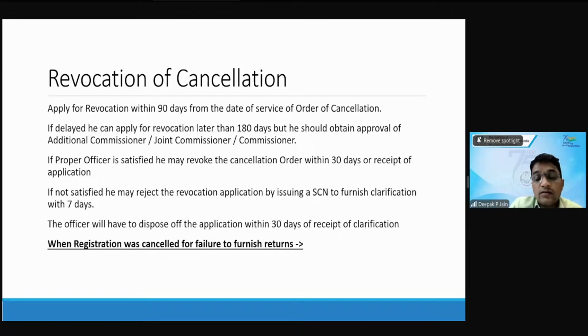ओके. अगर वो ओपन कर देता है, ठीक है, सो बेसिकली क्या है, even after cancellation you are getting another life line through revocation of cancellation. 90 days by the same officer and plus 90 days by the higher authorities. Higher authorities will be additional commissioner, joint commissioner or commissioner.